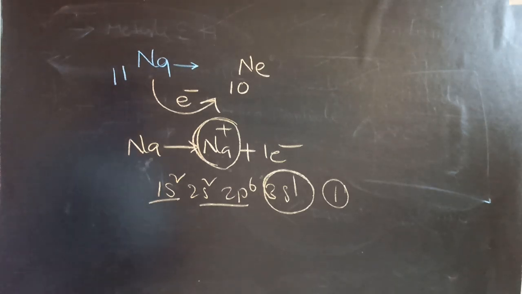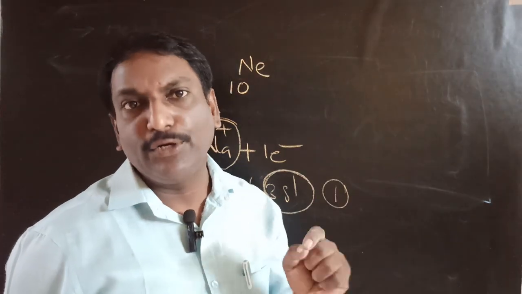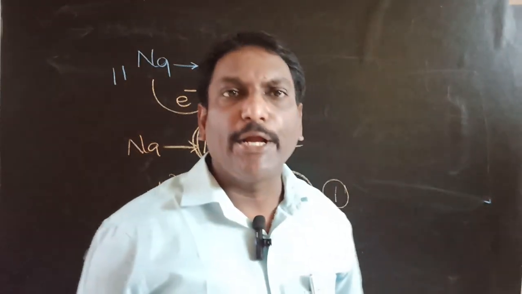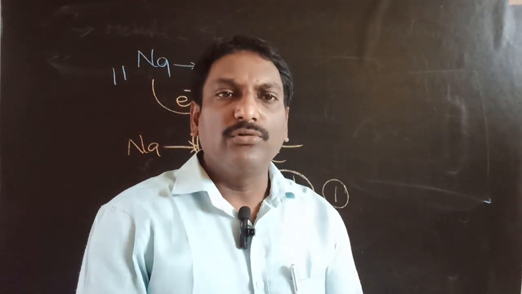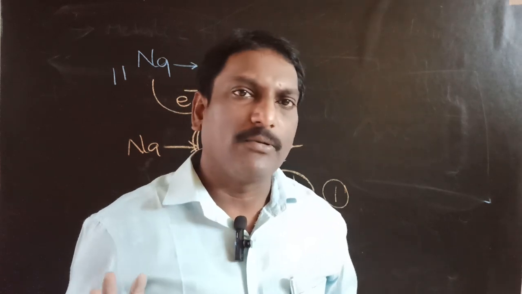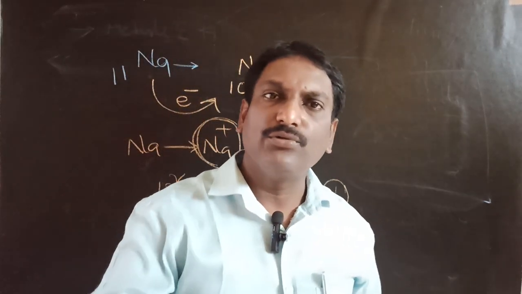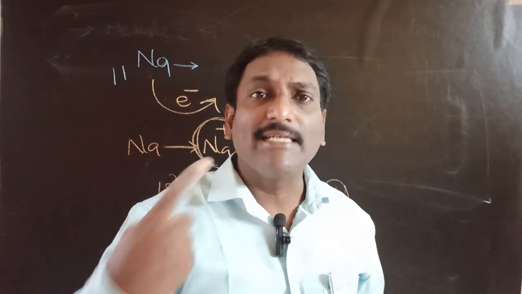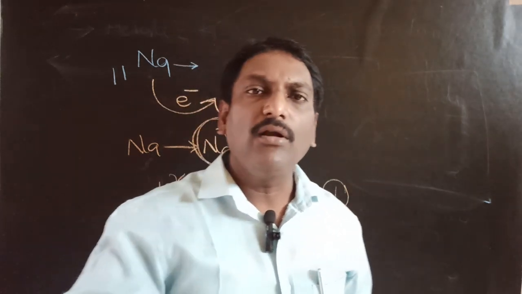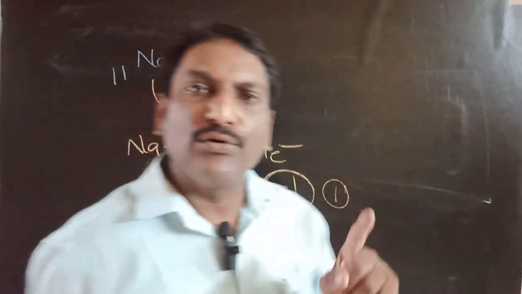One more point I said: formation of cation is endothermic in nature. What is endothermic nature? What is exothermic in nature? Those reactions in which energy is utilized, energy is absorbed, are called endothermic reactions. Exothermic reactions mean those reactions in which energy is given out during the process. So formation of cation is endothermic in nature.